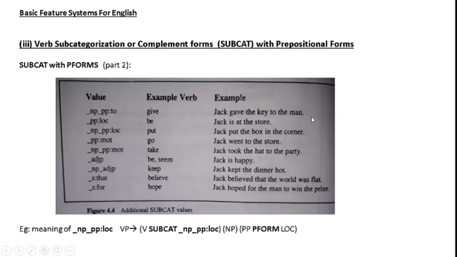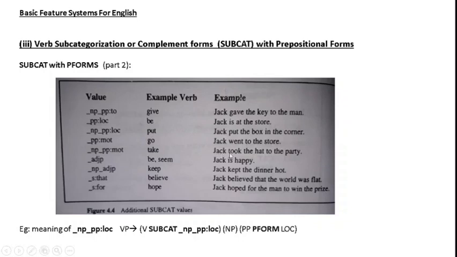Okay, now we saw how we can restrict prepositional phrases, right? And we also know that the verb complement can have prepositional phrases. Earlier we saw verb complement having verb phrases as well as noun phrases in examples. Now we are going to see how prepositional phrases constrained by P form values can occur as subcat values, or complement form values.